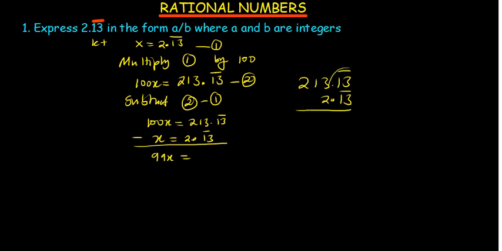Whenever we subtract the same thing, it always cancels out. So that is going to go. Then 3 minus 2 gives us a 1, and then you have another 1, and then a 2. So this will be 211. Therefore, x is going to be 211 divided by 99. So we have expressed it in the form a over b, where a and b are integers, and for this one we cannot simplify further because there's no number that can go into 211 and 99 without a remainder.